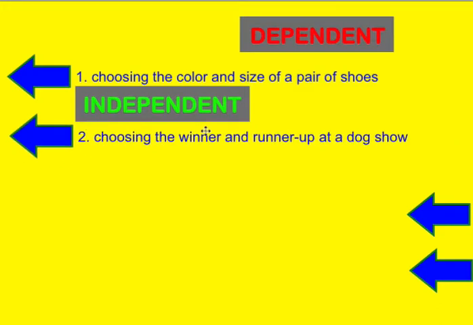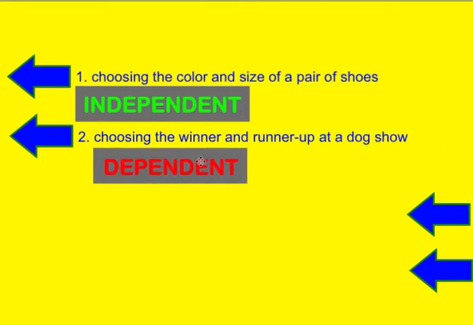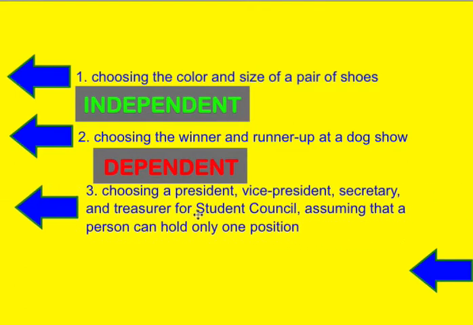So the next one, choosing the winner and a runner-up at a dog show. Well, think of it this way. Once you choose the winner, there's one less person for you to choose for the second place. So that one is dependent because one affects the other. Once you choose the winner, the second place person is a lot harder to track down.